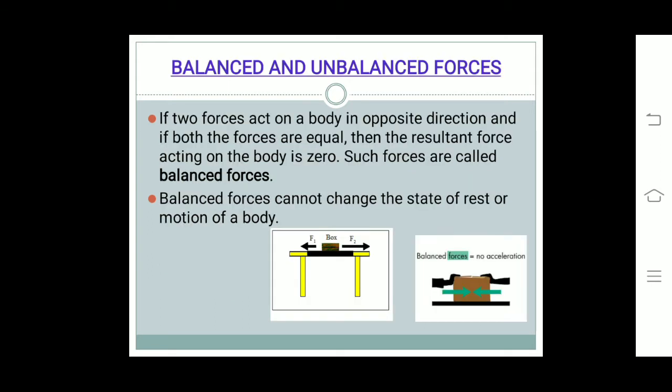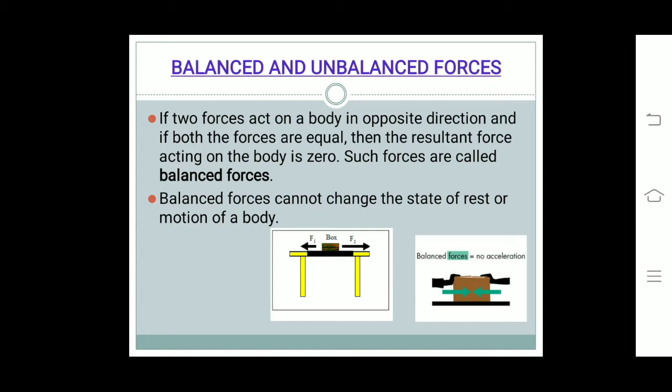Balanced and unbalanced forces. First, we will discuss what balanced forces are. If two forces act on a body in opposite direction, and if both these forces are equal in magnitude, then the resultant or the net force acting on the body is 0. Such forces are called the balanced forces. The balanced forces cannot change the state of rest or motion of a body.